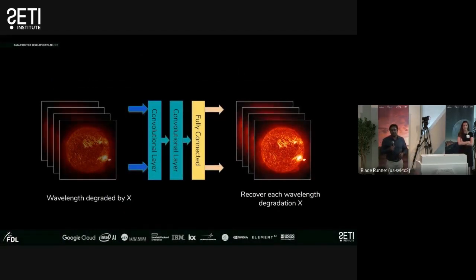How did we do that? Our framework is based on a convolutional neural network, which takes in degraded images of the sun in different extreme ultraviolet wavelengths, and it helps to calibrate itself by recovering the original images. So how does it do it? The heart of the whole neural network lies in the convolutions. The convolutional neural network works by focusing on extracting features of a particular image.